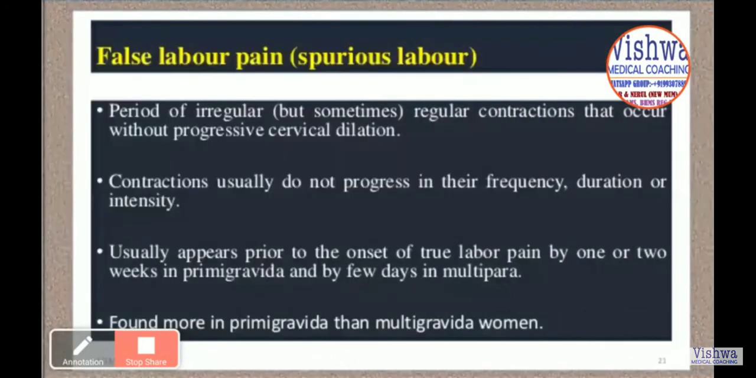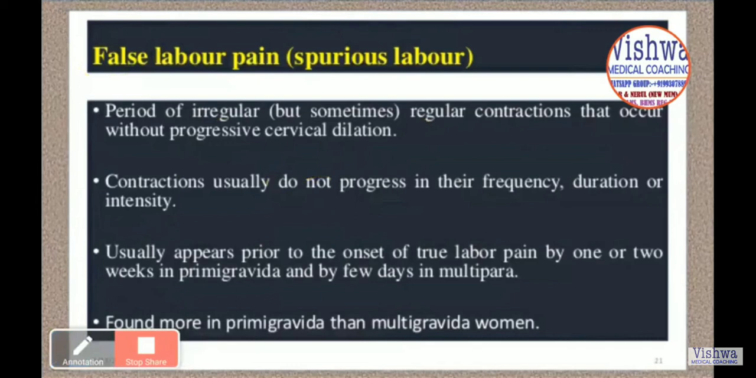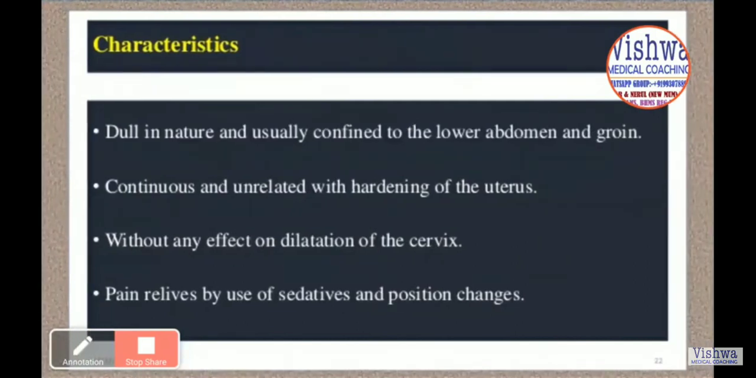Then initially the labor contractions are very mild. That is what is called false labor pains: irregular, but sometimes regular, contractions that do not progress in their frequency. The contractions do not result in any cervical changes. That is what is called false labor. So initially, before the patient goes into true labor, the patient has a spurious labor, also called false labor.